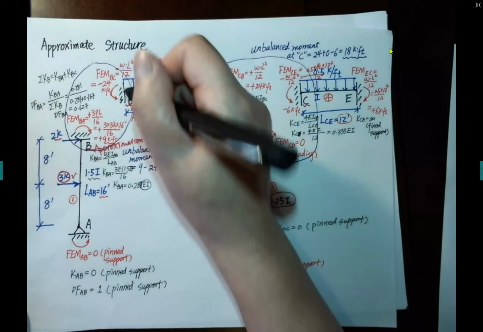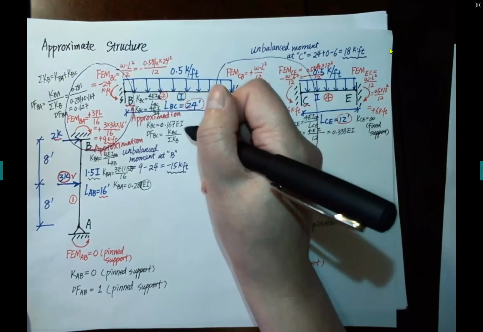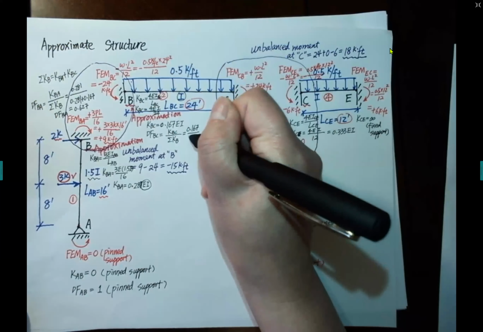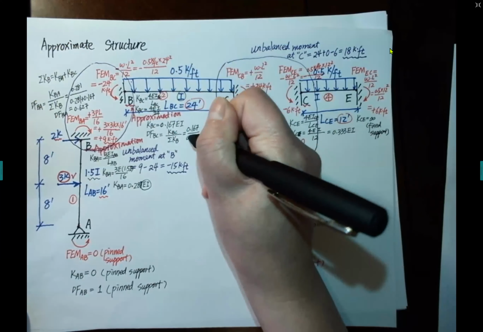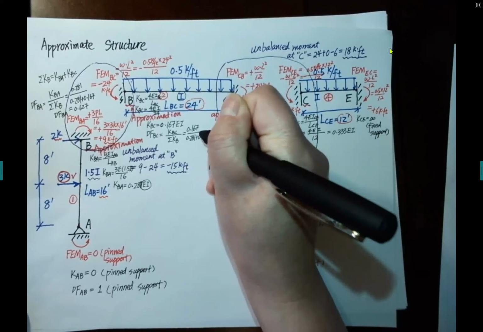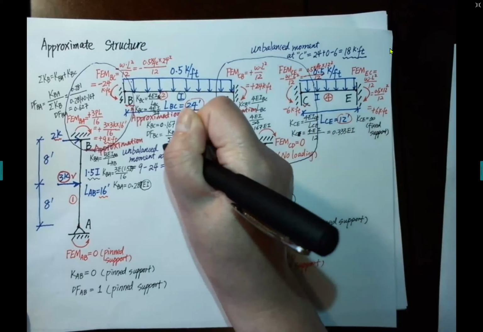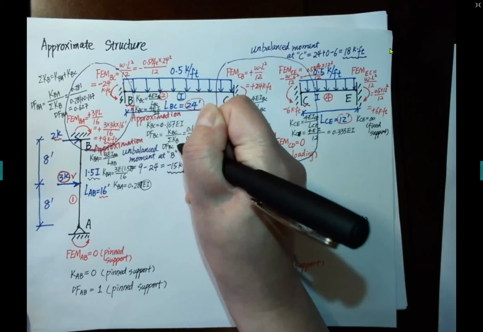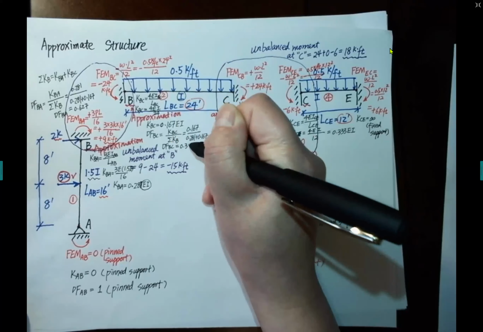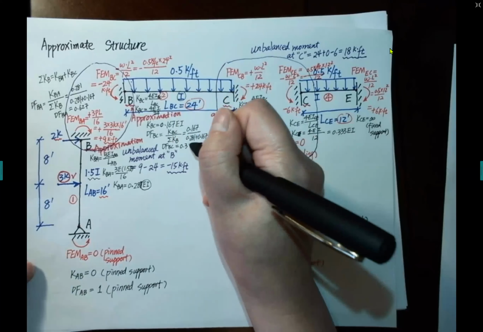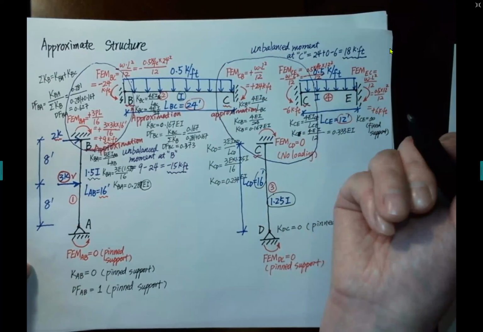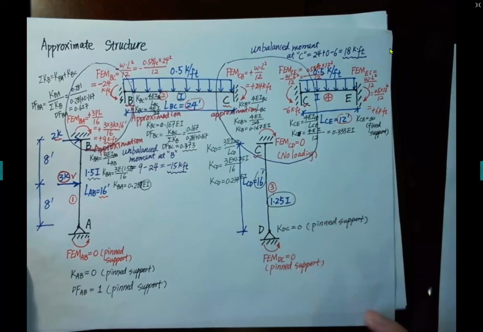And for distribution factor BC equals 0.167 divided by 0.281 plus 0.167, and we get distribution factor of BC equals 0.373. Okay.